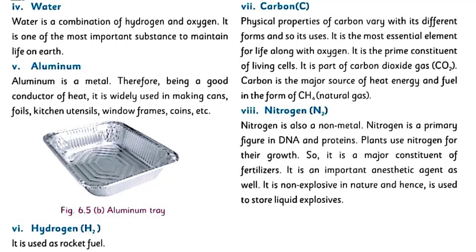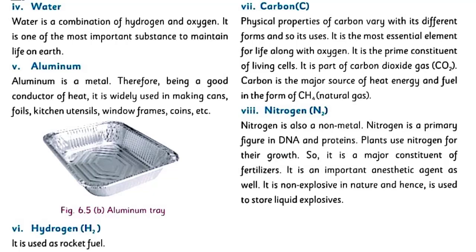5. Aluminum. Aluminum is a metal. Therefore, being a good conductor of heat, it is widely used in making cans, foils, kitchen utensils, window frames, coins, etc. 6. Hydrogen. It is used as rocket fuel.